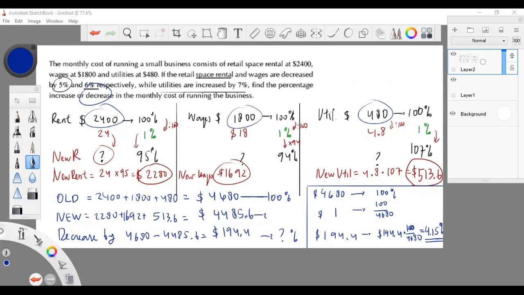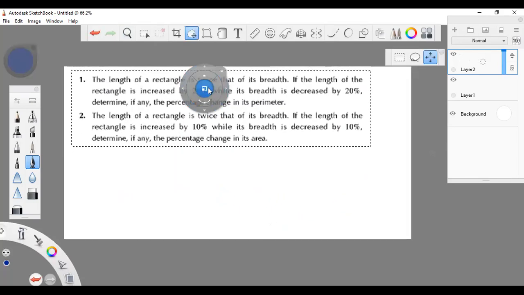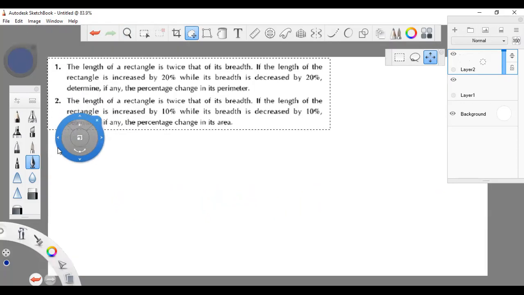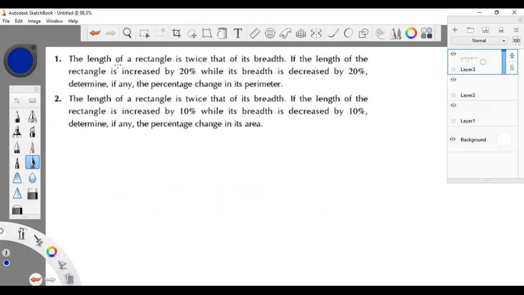Now, this question. For question number 1, the length of a rectangle is twice of its breadth. So for number 1, the length is twice of the breadth. I want to make this. So for example, this is the breadth, sorry. This is the length, 2b, right? Double, see, twice of its breadth.